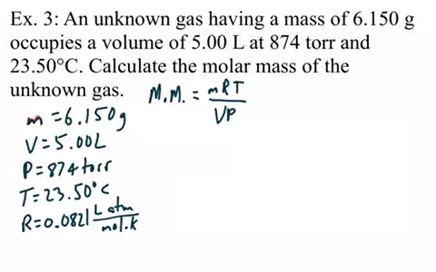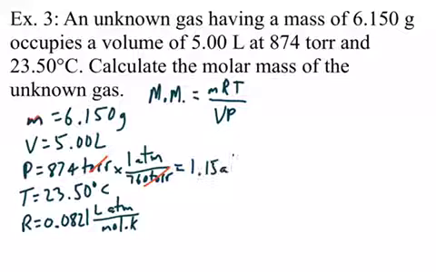Now, before we do the math, we have to make sure that we change torrs to ATMs and temperature to Kelvin. So what we're going to have to do here is remember that 1 ATM is 760 torrs. That's going to give us a pressure of 1.15 ATMs. And then let's add 273 here and change that to Kelvin, and that's going to be 296.5 Kelvin. So those are the numbers we're going to actually use.